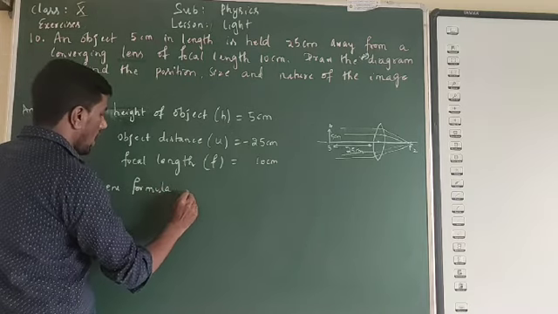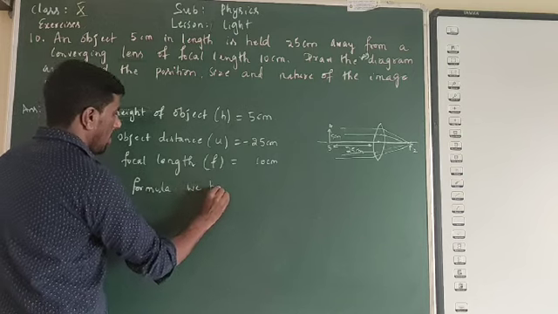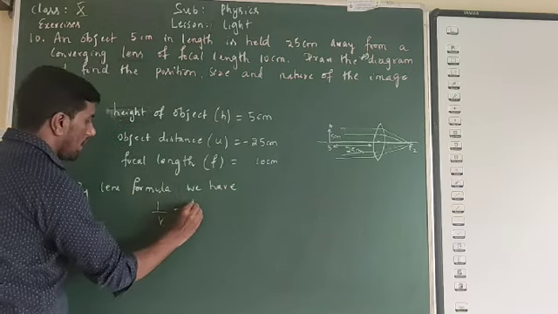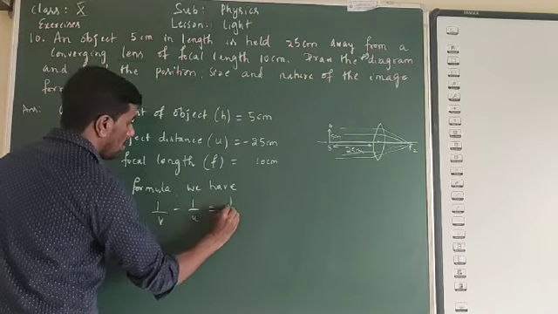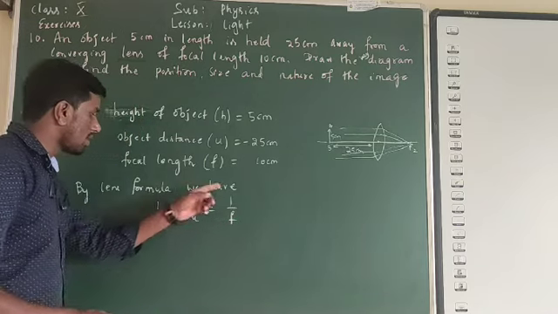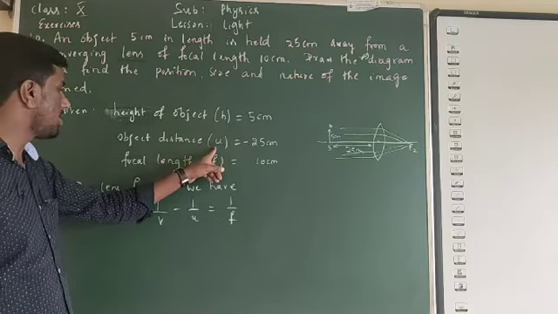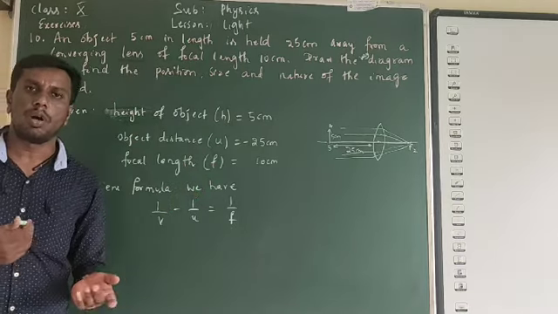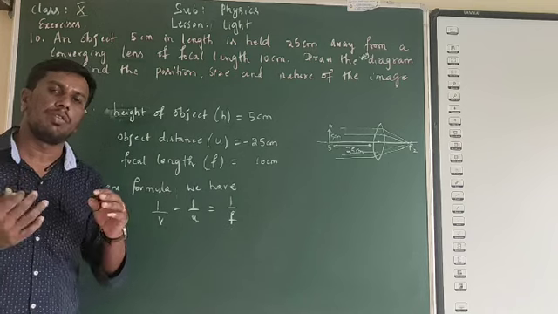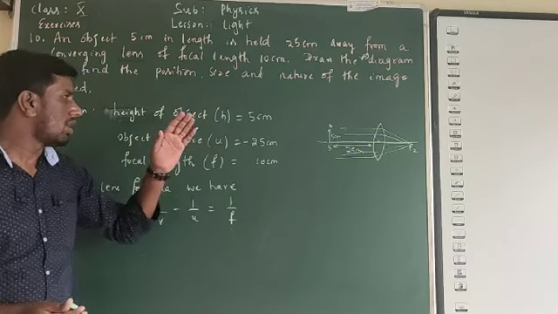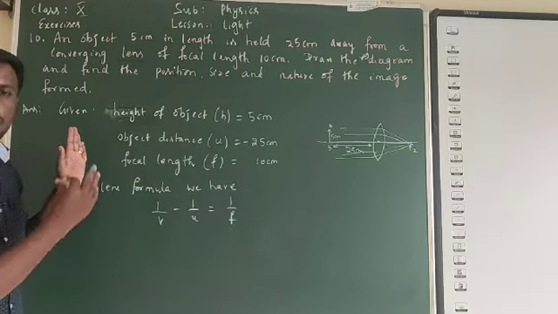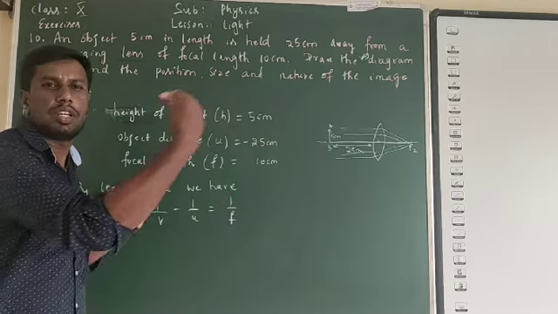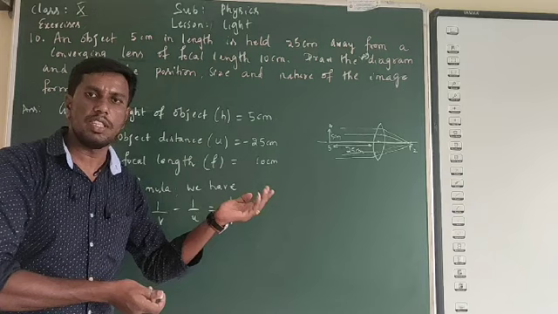The lens formula we have: 1 by v minus 1 by u is equal to 1 by f. Using this lens formula, with the object distance given, we can find the image distance. If we find the image distance, we can tell where the image is, whether on the same side as the object or the other side of the lens. We'll see that.